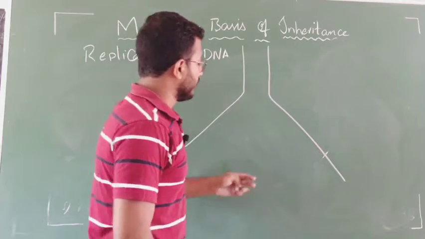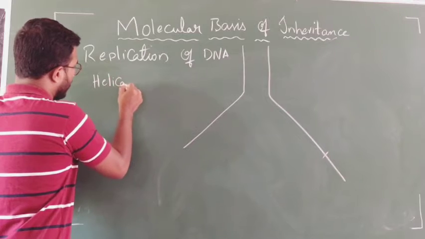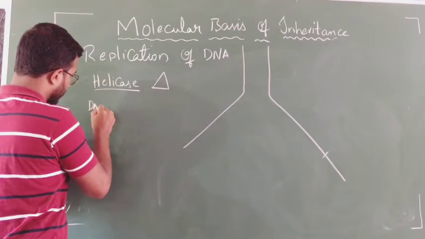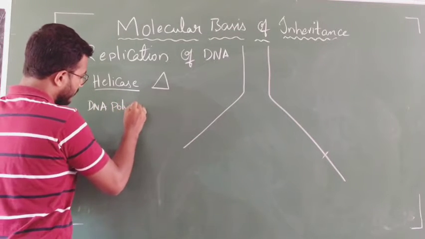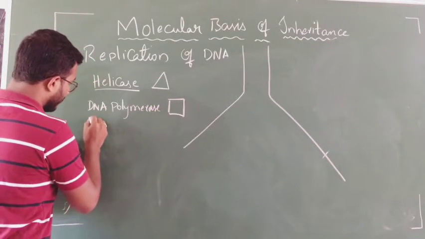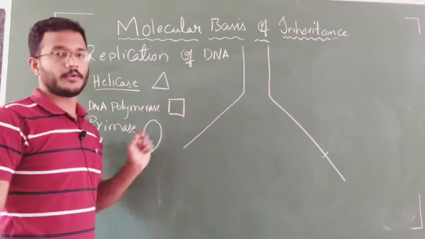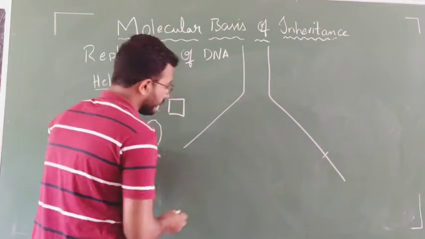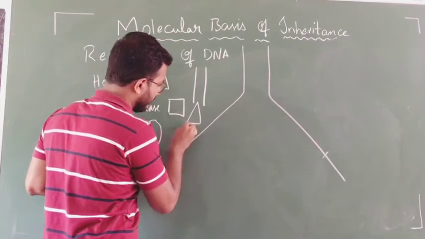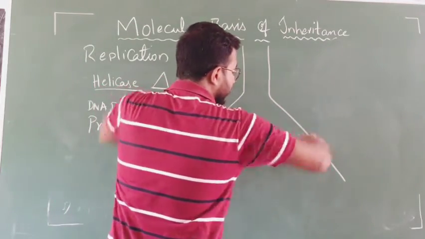See here, the helicase. I am drawing the helicase. The helicase enzyme in this shape. DNA polymerase in this shape, and primase in this shape. You have to remember. Now, previously the DNA is like this. Helicase entered here and starts unwinding the two strands. As a result, they will go aside.